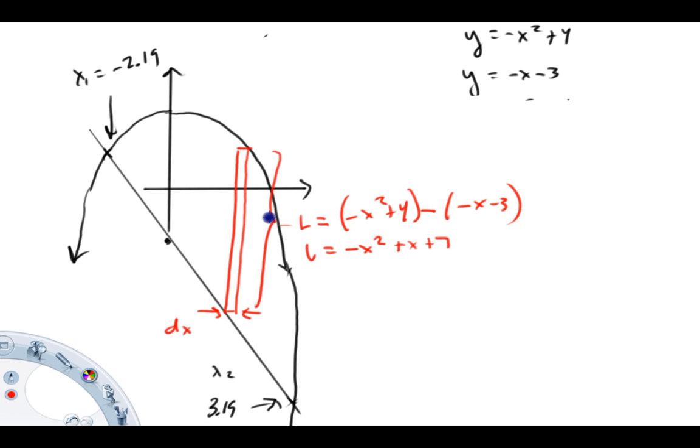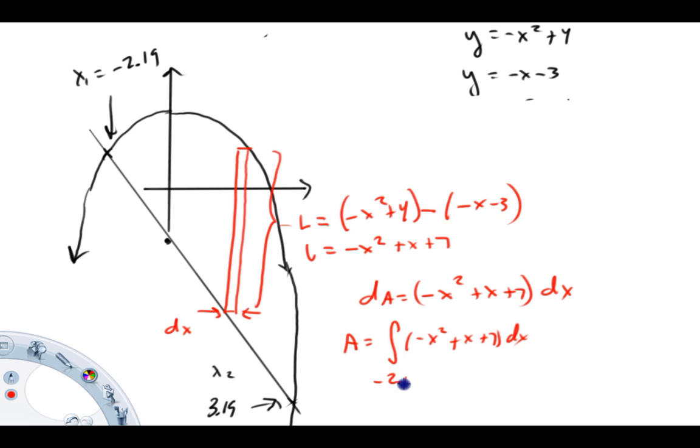All right, so now, next step, I'm going to write myself an equation for the area of that rectangle. That area is going to be length times width, so minus x squared plus x plus 7 times the width dx. There's my area. Total area we get by adding these all up. That's what the integral does for us. That's actually an S, stands for infinite sum. Minus x squared plus x plus 7 dx, running x from minus 2.19 to positive 3.19.